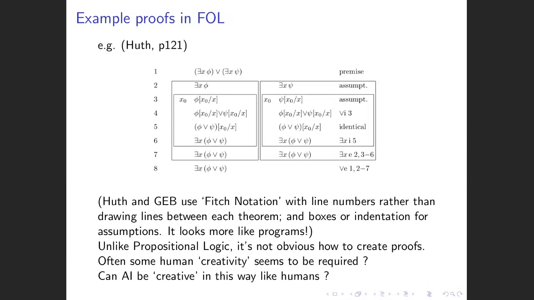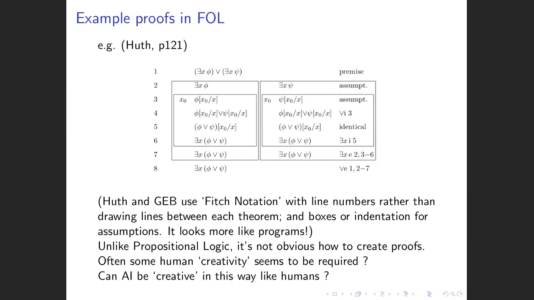Hopefully you've all read the chapter from Huth that I put up as reading for this week. This is one of the proofs from that chapter. So you can see here we've started with something and we're going to go through applying different rules. These are the names of the rules that we've just seen. It's telling you which rule has been applied at which step.